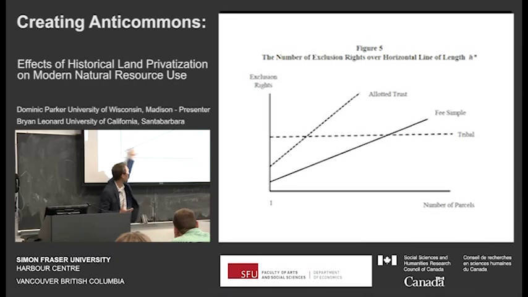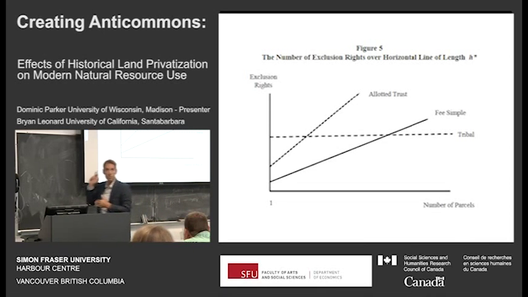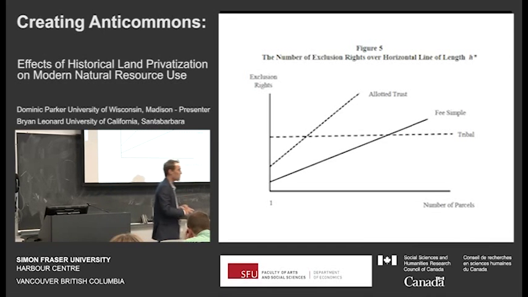Okay, so that's sort of the marginal increase in excluders as you subdivide the landscape. But there's also something like the number of exclusion rights just to get a parcel started. We're drawing this kind of arbitrarily here, but we're putting the tribal intercept above the fee and allotted. The idea is that to get a project started on government land or tribal land, you're going to need permission from various agencies, various authorities.